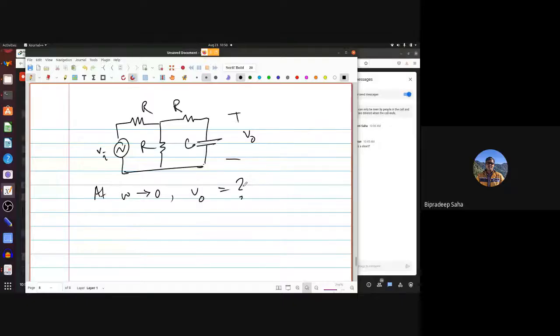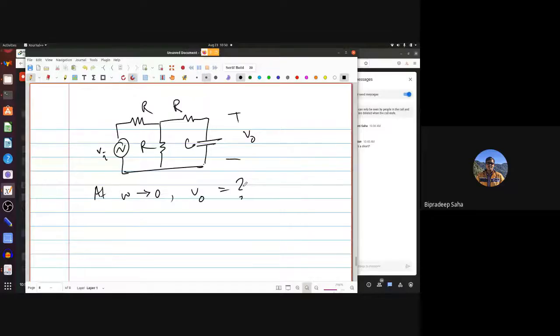High pass. High pass means that at high frequency the output will be large. How do you conclude that? Across the capacitor, if omega is zero, the impedance is very large, so the output will be very low. However, for larger omega, the impedance will be small.